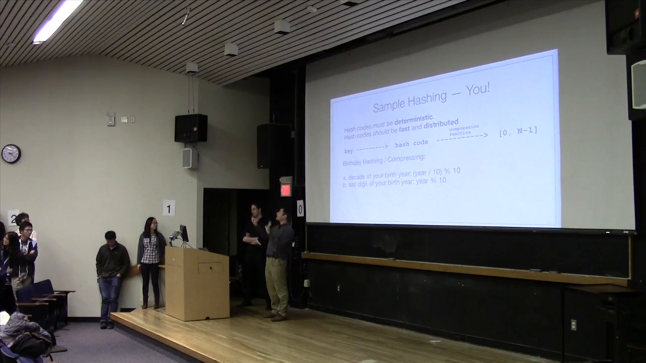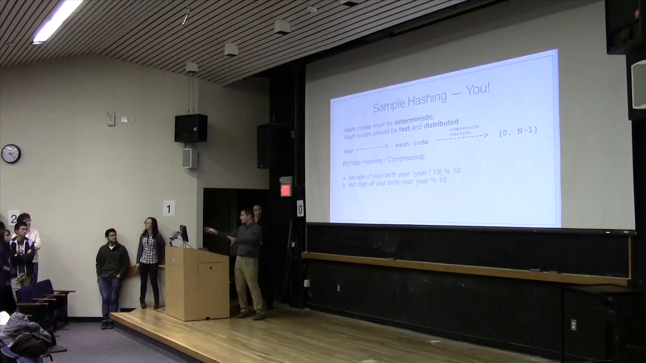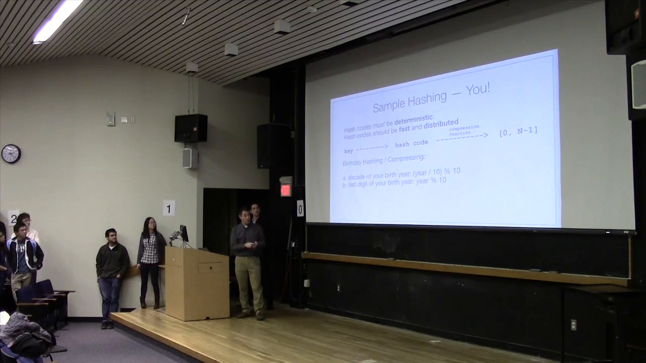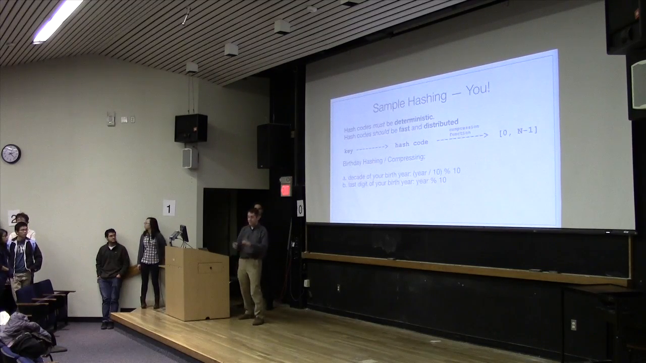But anyway, the point is that this one did distribute it a little bit more. Was it deterministic? Yeah, as long as you didn't change your birthday, you're going to end up in the same ones as before. Was it fast? All you had to do was mod by 10. That's pretty fast. Computers can do that fast. It's not the fastest computation around, but it's fast enough. And it was more distributed than before.